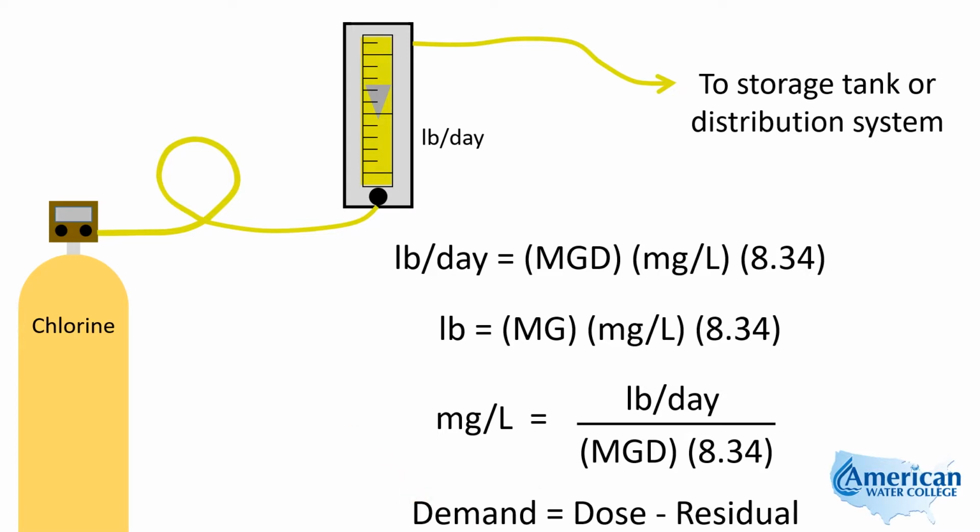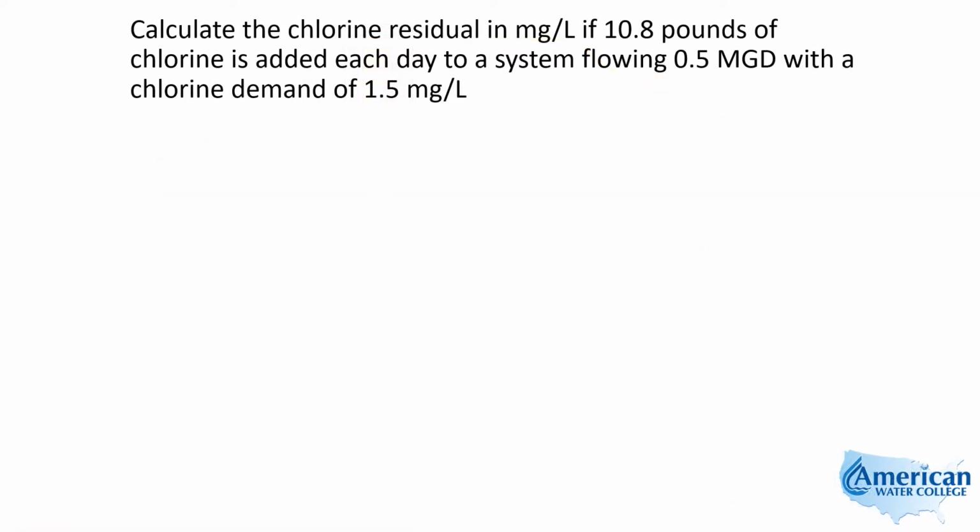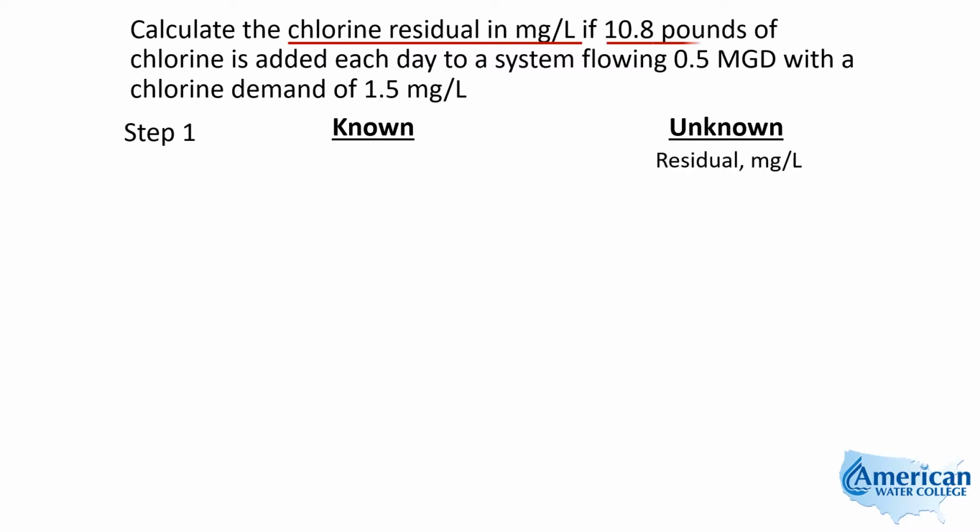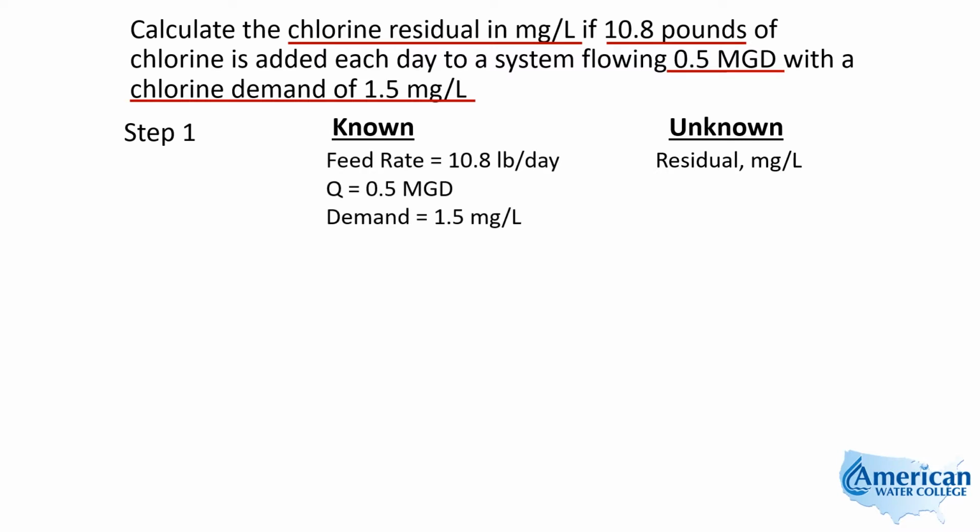Well, let's go ahead and take a look at a chemical dose problem. This chemical dose problem reads, calculate the chlorine residual in milligrams per liter if 10.8 pounds of chlorine is added each day to a system flowing 0.5 mgd with a chlorine demand of 1.5 milligrams per liter. So they want us to calculate the chlorine residual in milligrams per liter. They tell us that our dose is 10.8 pounds per day, our flow rate's 0.5, and our chlorine demand is 1.5 milligrams per liter.